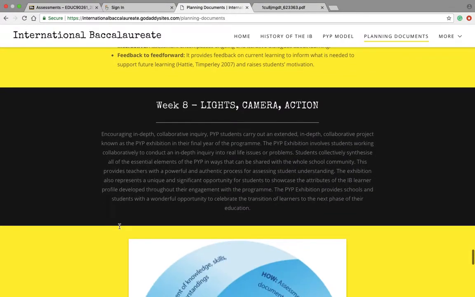For the purpose of this assessment, we're going to take a look at week 8's coursework and look into lights, camera, action, where we talk about encouraging an in-depth collaborative inquiry where the children create a collaborative project known as the PYP exhibition. It involves students working collaboratively. They synthesize the essential elements of the PYP, and teachers provide a powerful and authentic process to allow children to achieve their goals.